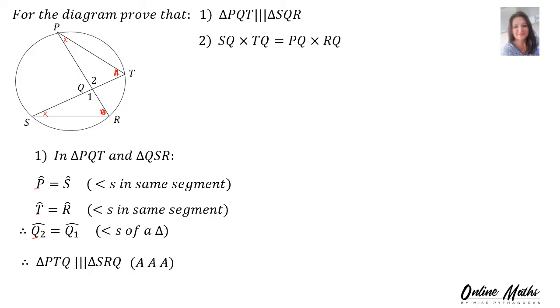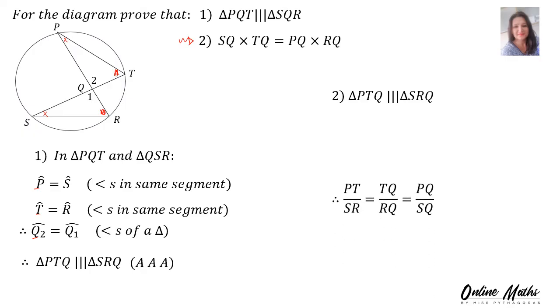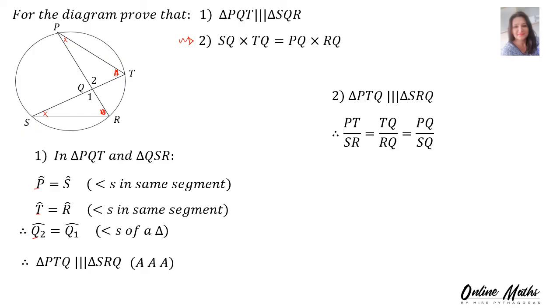Question 2 wants us to prove the following. We know that the two triangles are similar. Therefore, we can write down the ratios. And we can say, have a look. PT over SR is equal to the ratio TQ over RQ is equal to the ratio PQ over SQ. And the reason, the two triangles are similar.